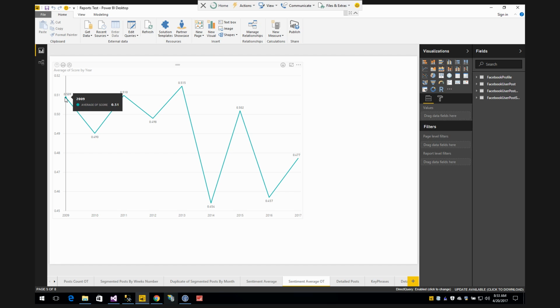It's a value between 0 and 1, where 0 is negative and 1 is positive, right? 0.5 is in the middle. So we can see that in 2010, sorry, 2010, there's a sentiment of 0.49. Then in 2011, there is a sentiment of 0.5.